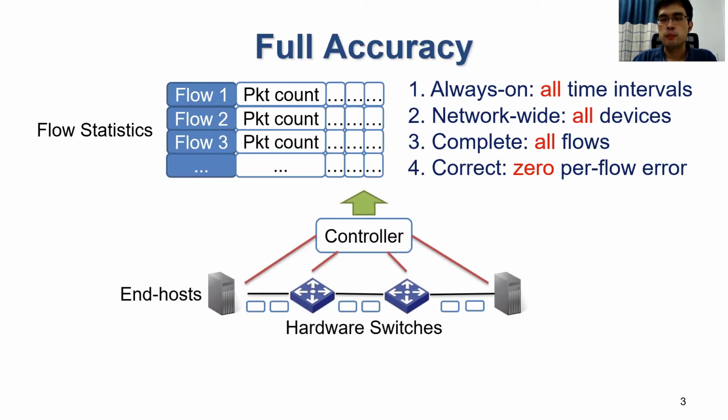Network administrators usually hope the monitoring to be highly accurate, and at the same time, they also want to keep the resource usage limited. For full accuracy, we expect the monitoring can cover all time intervals, all devices, and record all flows. And for each recorded flow, we also expect that its statistics are computed with zero error.